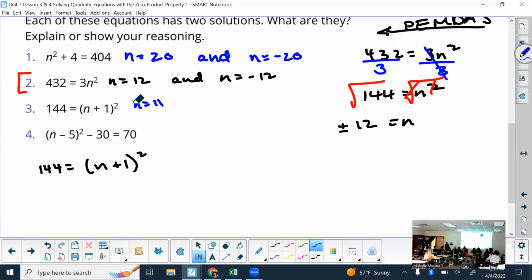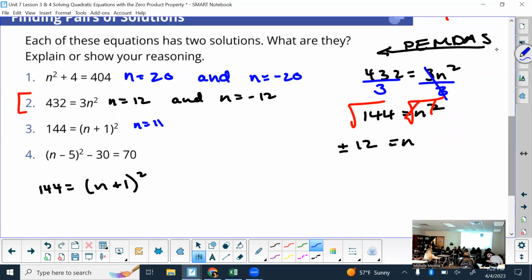So let's see. Again, start with what's farther from the n. Would that be the 2 or the 1? The 2. The 2 is physically farther, because look, n plus 1, and the 2 is farther away from the n. From the variable, always. Yeah, this one down here. So that's why you get rid of that first. And again, if you're still confused, PEMDAS in reverse. So you get rid of the exponent before you get rid of the parentheses.